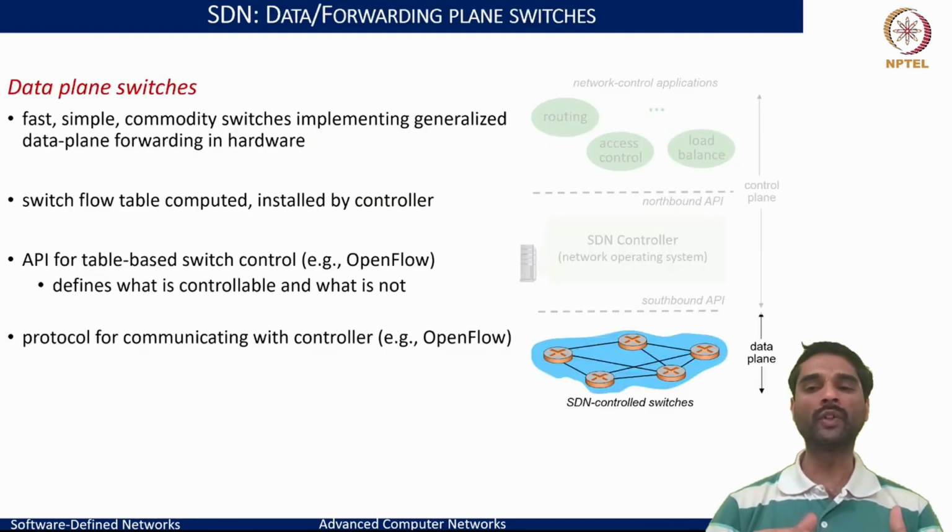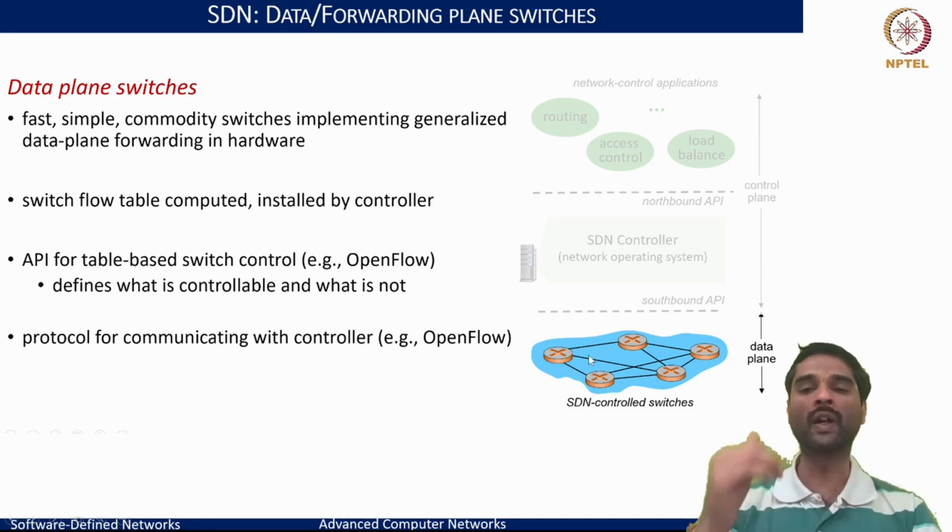Now, if we look at each of these layers and try to understand the core functionalities and aspects of how the SDN layering is built, let us start by looking at it from the ground up. The data plane switches are primarily the lowest end of the components, which basically constitute either the physical or the virtual switches and routers that are connected in a network and controlled by the SDN controller. By this, what we mean is these data plane switches would be fast, simple commodity switches that could be implemented on a generalized data plane forwarding in hardware.